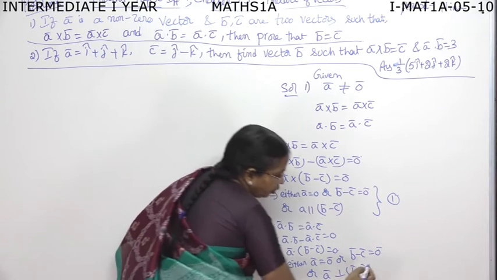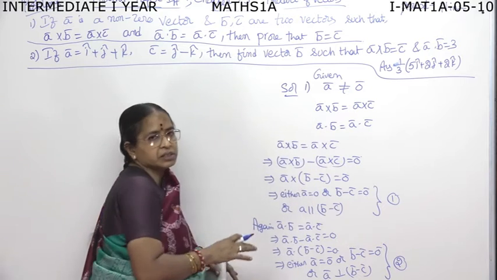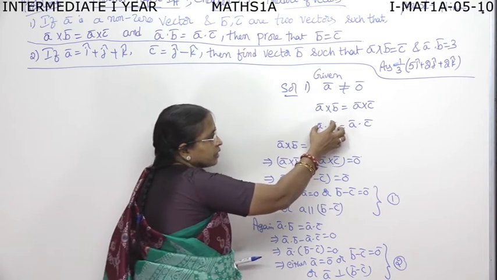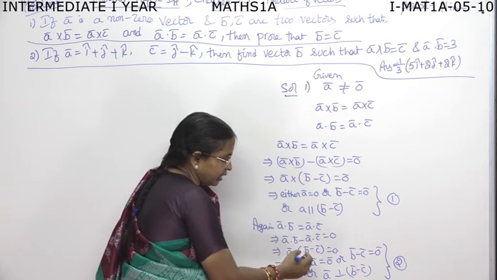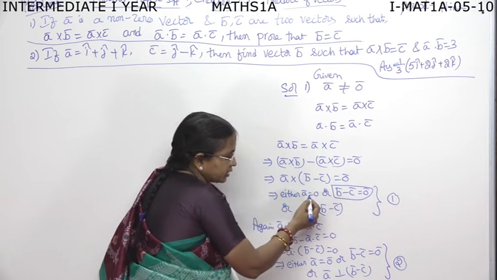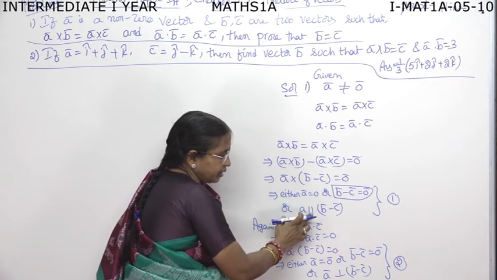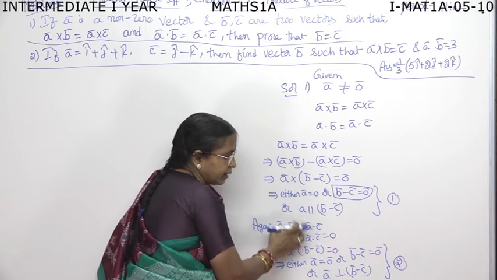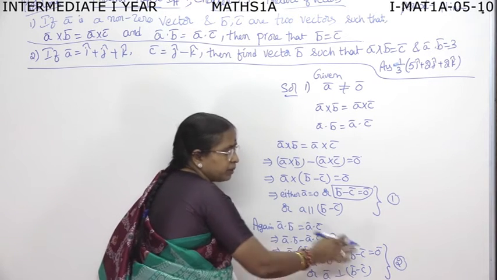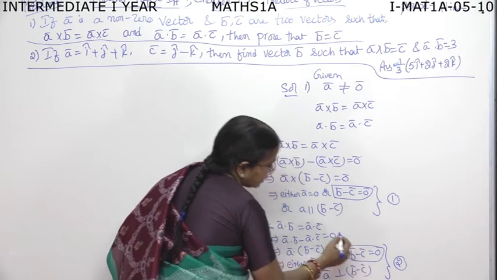Among these, what is common, which is satisfied by both the equations? These two equations satisfy only one common condition. What is it? A is not equal to 0 is given, so A cannot be 0. And it cannot be perpendicular and parallel at the same time for B minus C. So these two are not possible. Only B minus C is equal to 0.